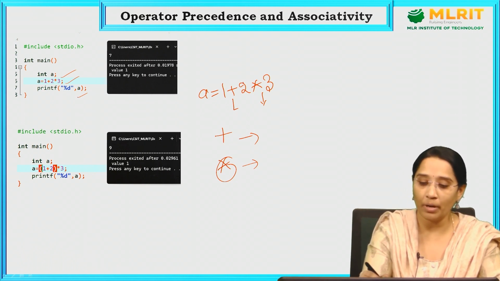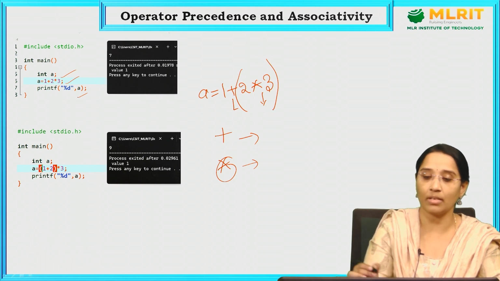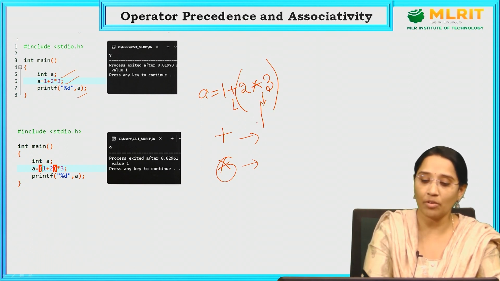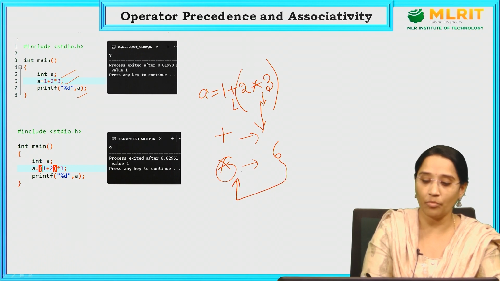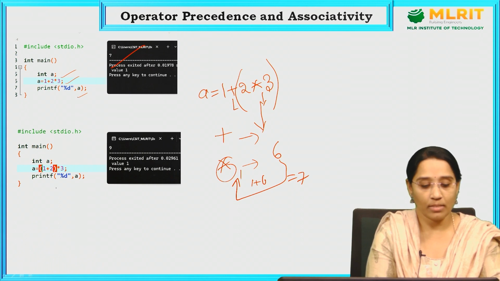So now the compiler will substitute the parenthesis here. First this expression will be evaluated. So 2 into 3, 6, that is added to 1. So 1 plus 6, the answer is 7. Okay, so next example, see this one.